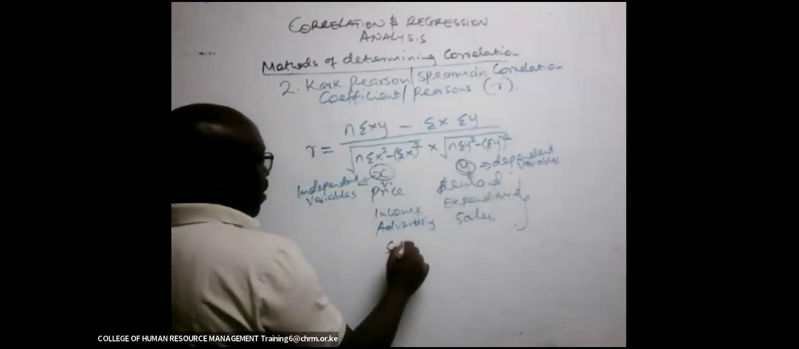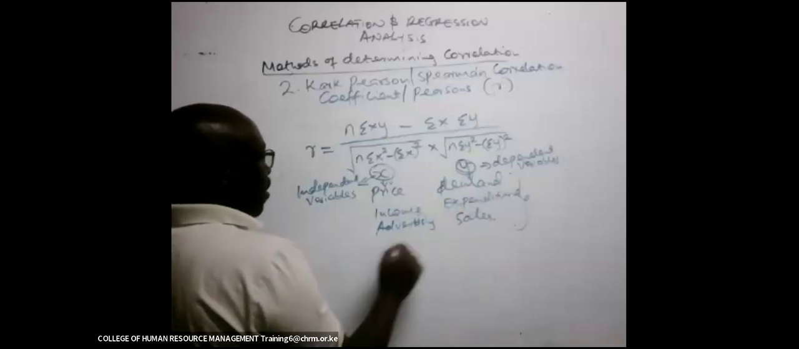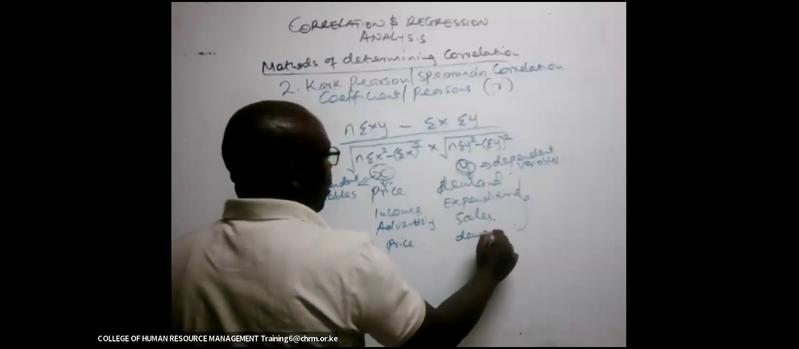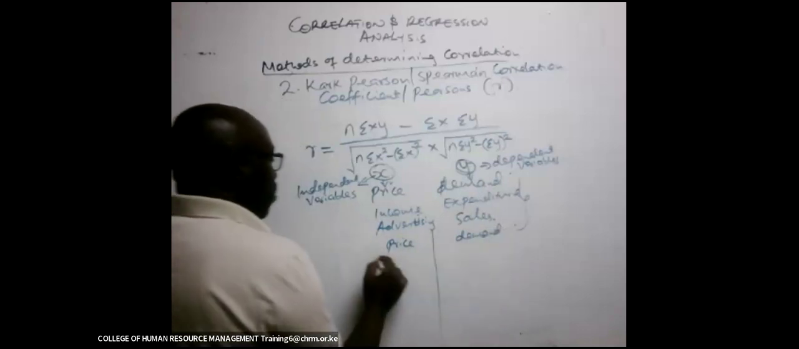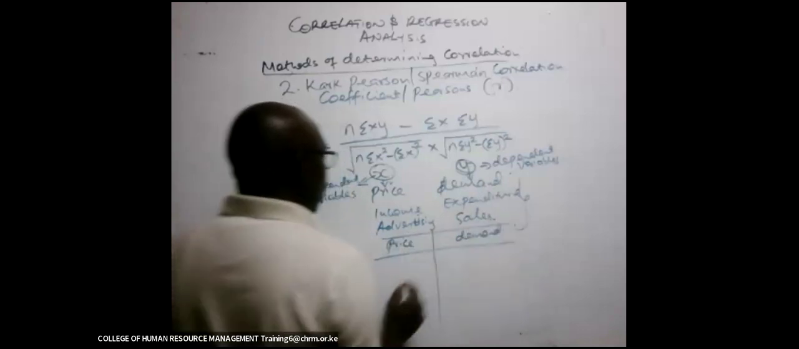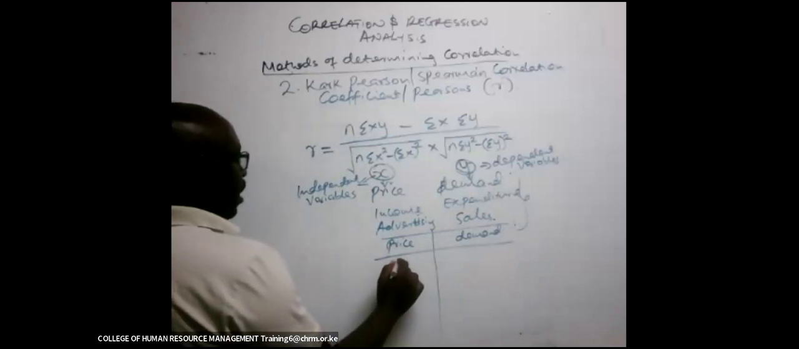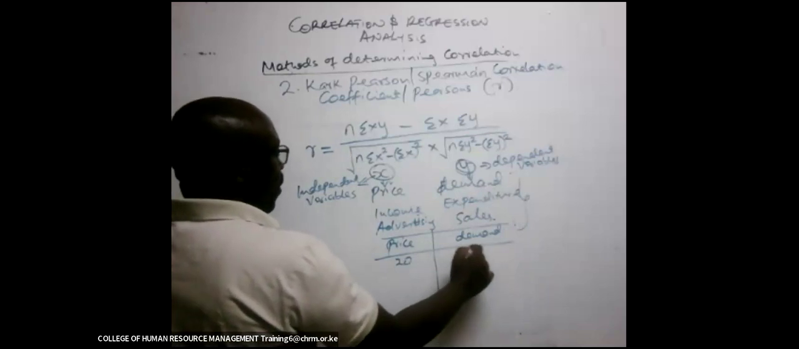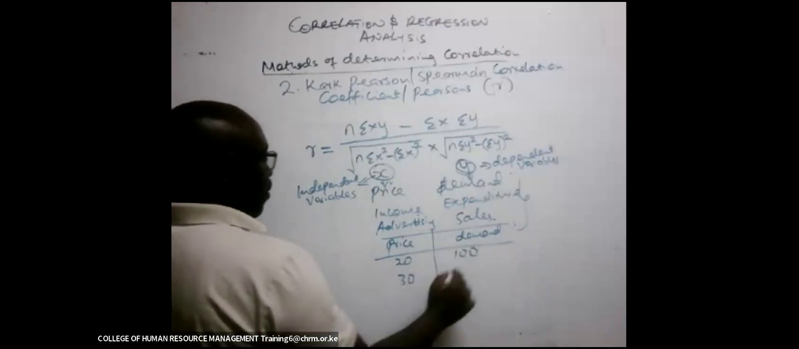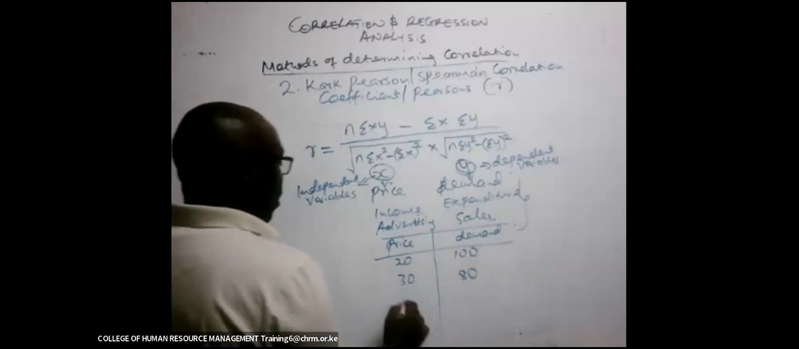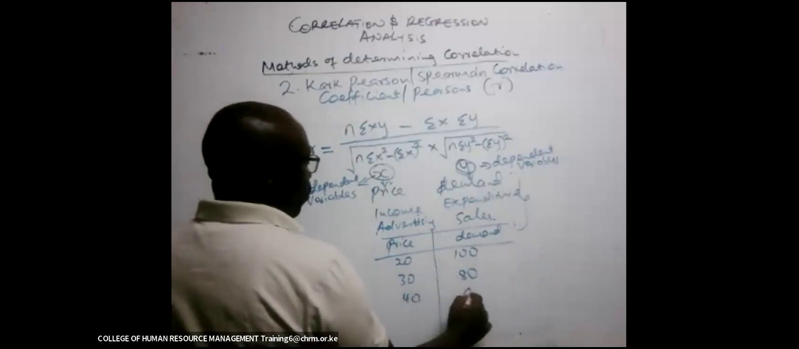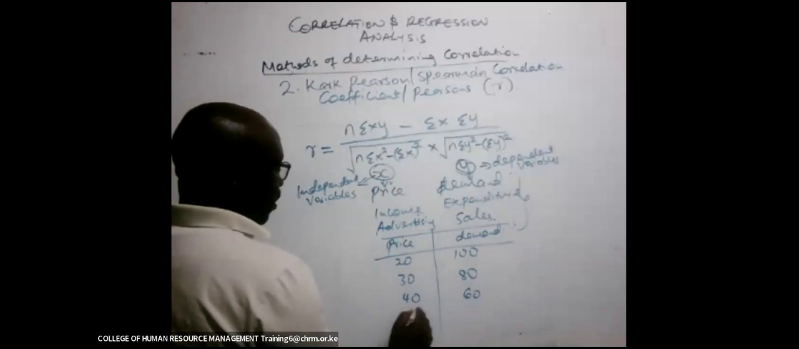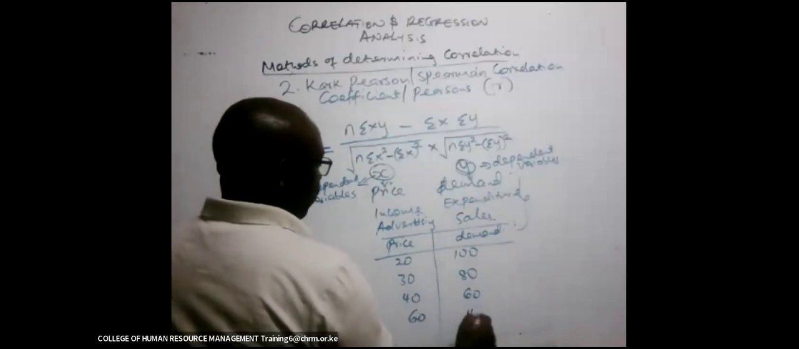You are given sales, like what we had on the other side. You are given the price, and here you are given the demand. So you will be given it in table form. For example, when the price is 20, the demand is 100. When it is 30, it goes to 80. When it is 40, it goes to 60. When it is 60, maybe it goes to 40.